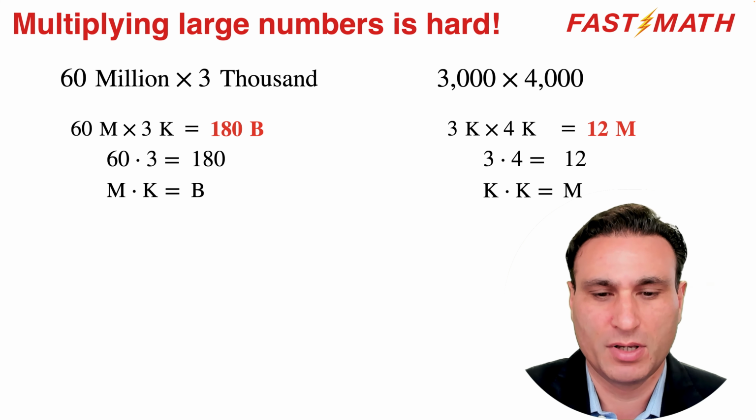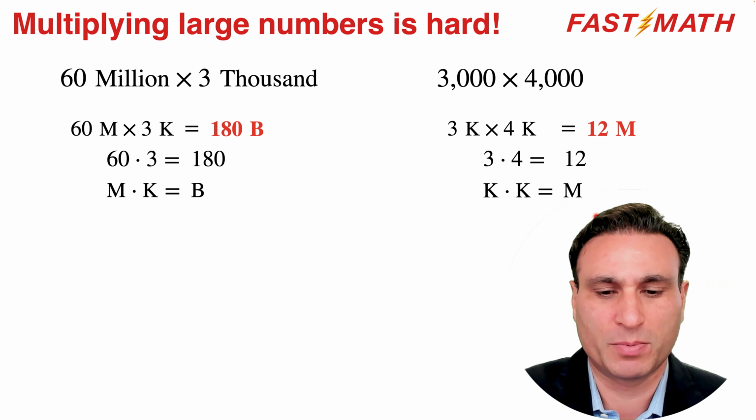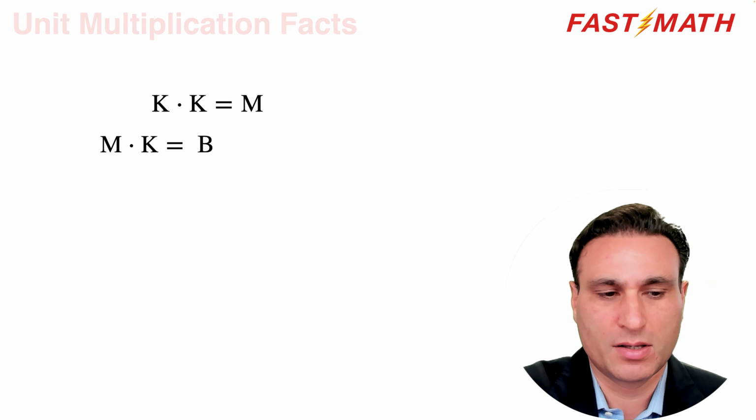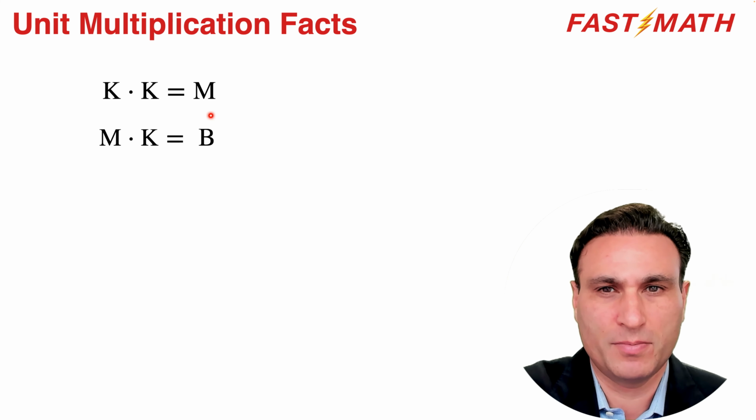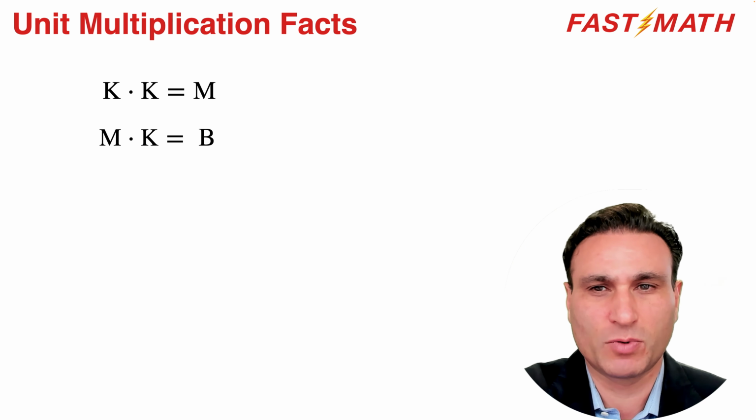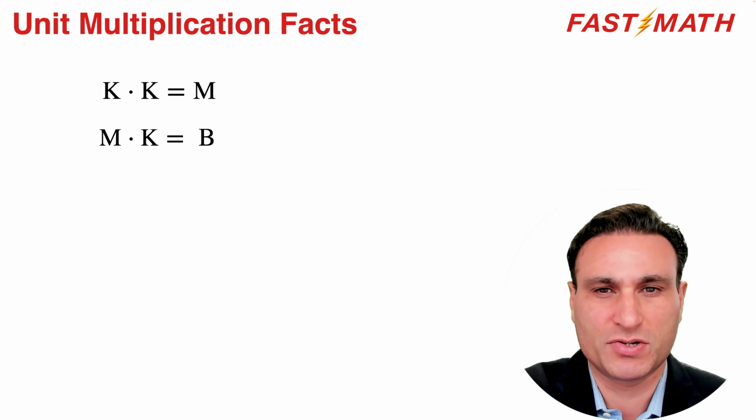It's that simple. These are the two most important unit multiplication facts to learn. K times K equals M. Note that I would read these out loud with the full unit name, so I would read this as 1,000 times 1,000 equals million. Second, using abbreviations, M times K equals B, or with unit names, million times 1,000 equals billion. These two facts will cover 90% of business calculation scenarios.